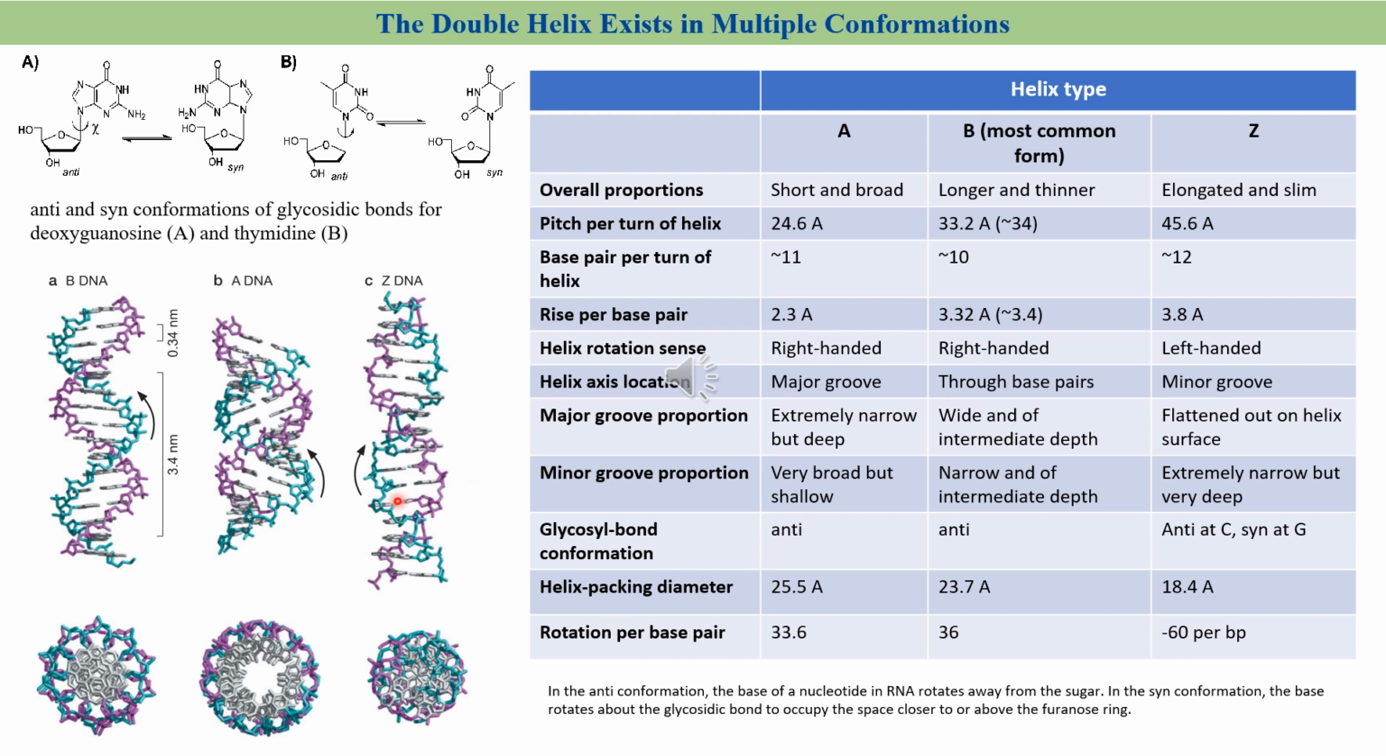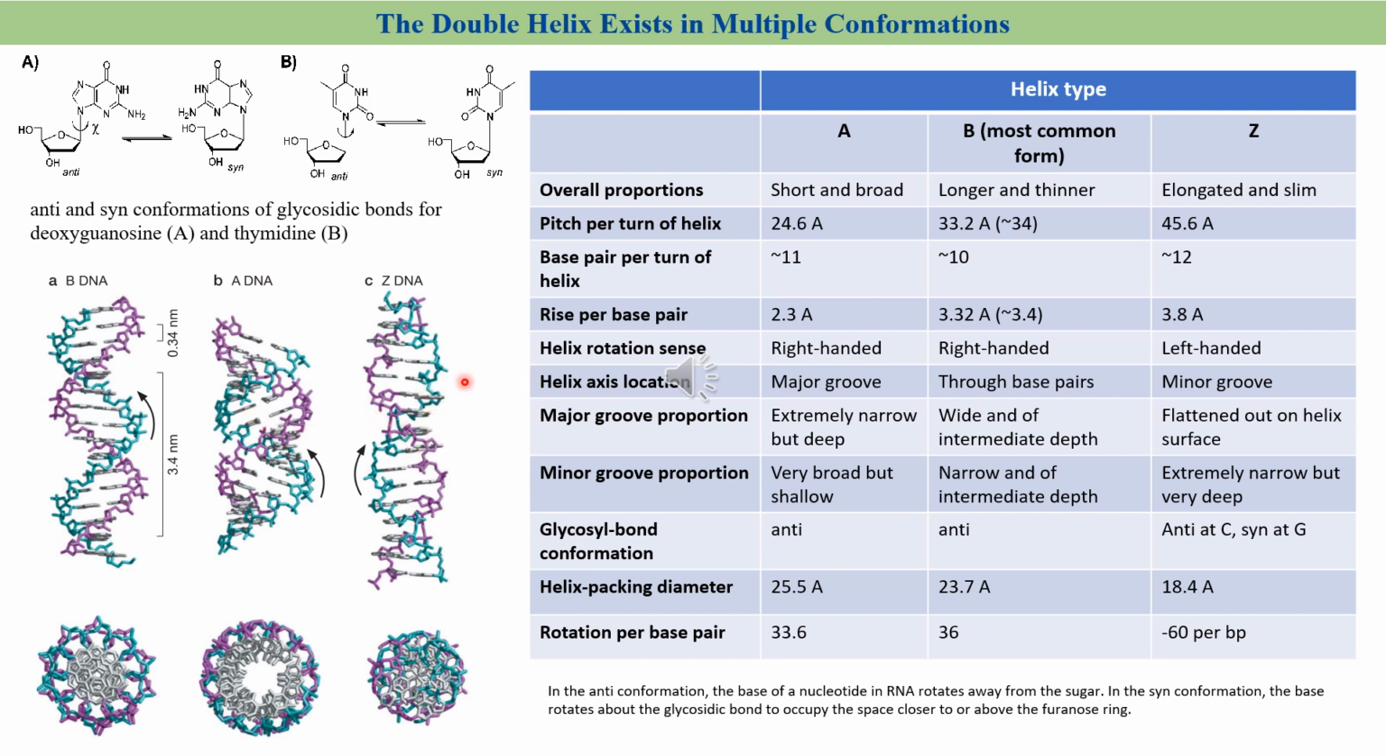So now we'll be discussing the double helix, which exists in multiple conformations of DNA. Here we have A, B and Z DNA. The basic thing is that A is much shorter and broad, while B is longer and thin, and Z DNA is even longer and thinner than B. You can think of it as motu, medium, lambu.